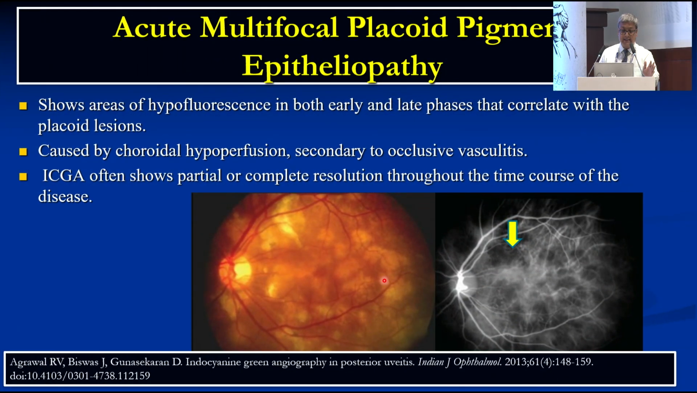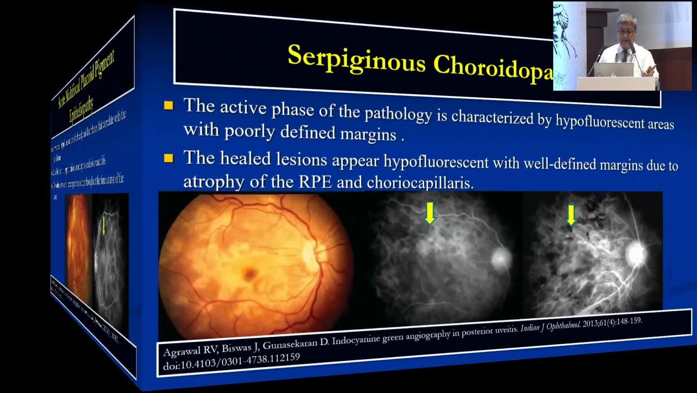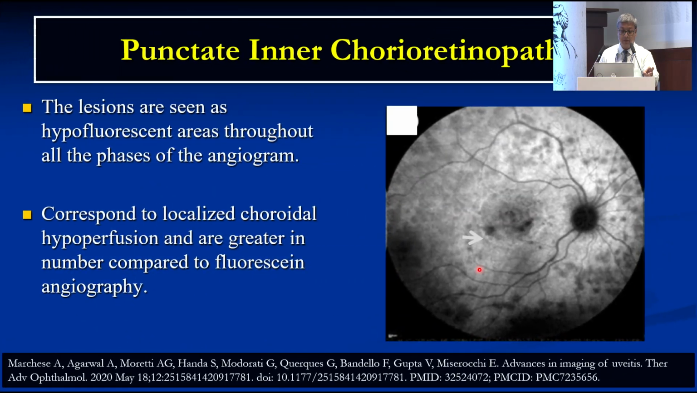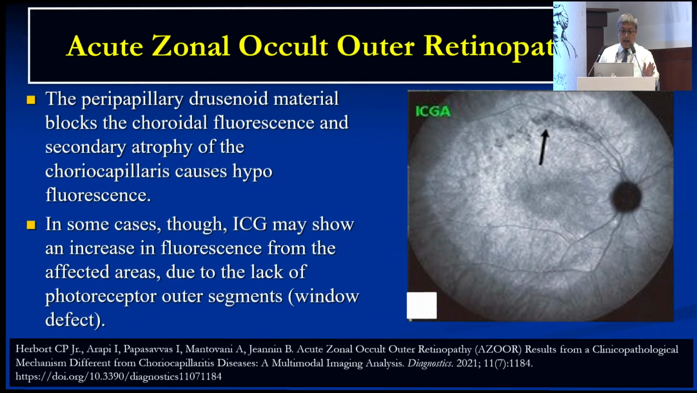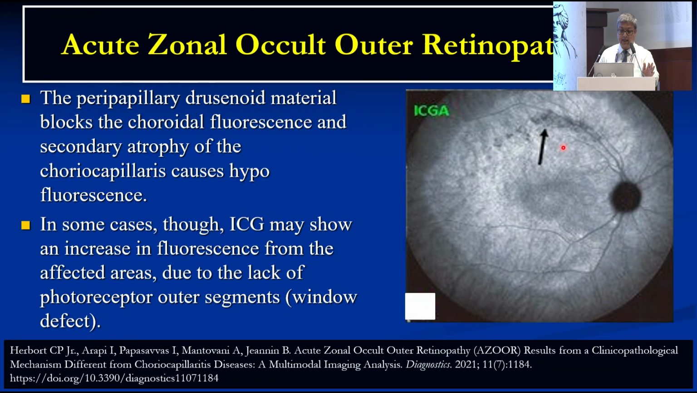So these are examples of AMPPE, where a lot of hypofluorescent lesions are seen in ICG. Punctate inner choroidopathy, again the same, the hypofluorescent lesions in the ICG. Azoor, again the same, we can detect the Azoor lesions in ICG.